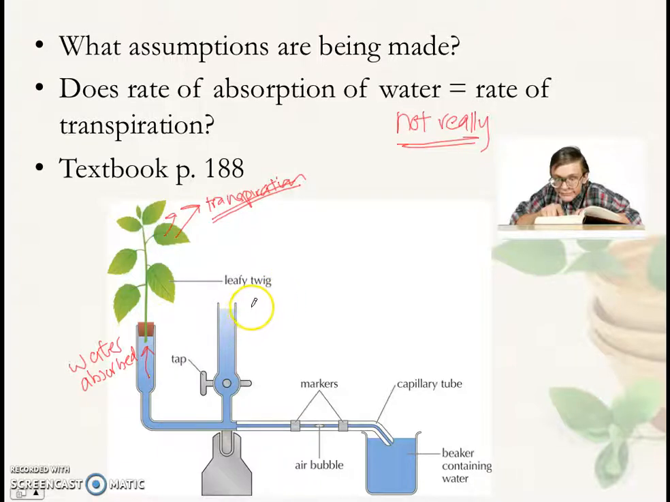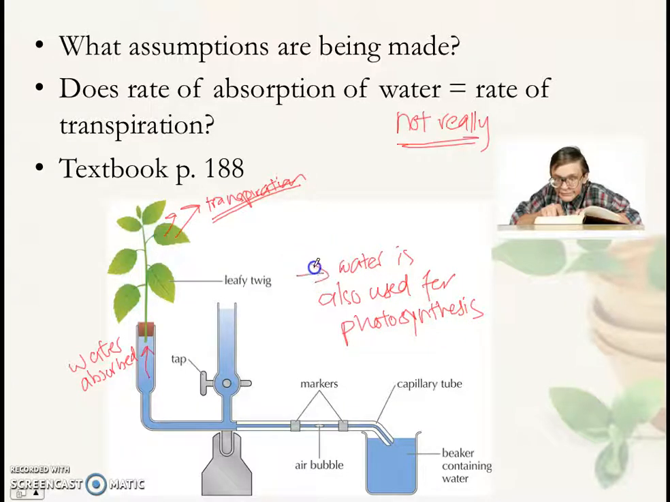Now, what does the plant use water for? The plant uses water for photosynthesis. Remember how we talked about water being split during photosynthesis. So some of the water that's being absorbed here is actually being used for photosynthesis. It remains inside the plant. It doesn't all get lost by transpiration. So this assumption is not fully accurate.